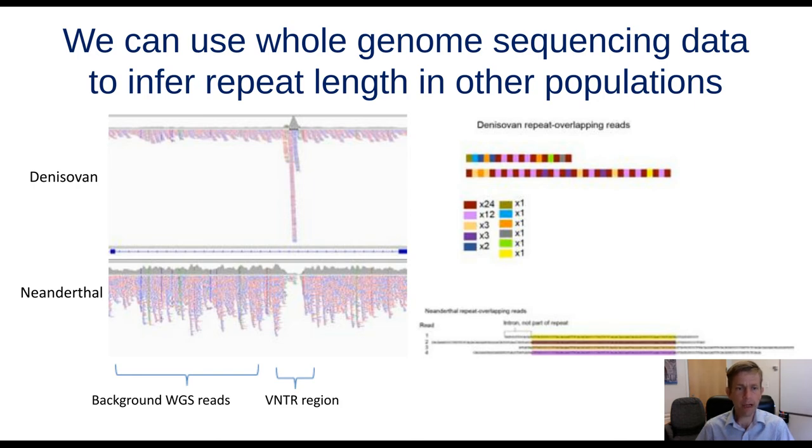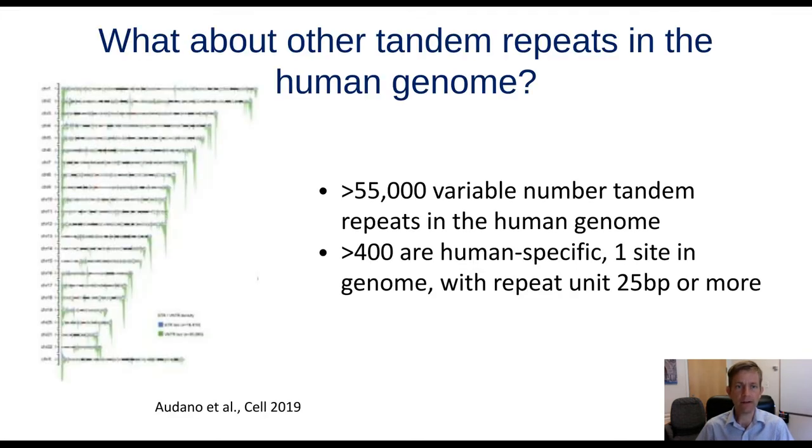And beyond this one repeat, we were really interested in whether we can generalize this information across the 55,000 variable number tandem repeats in the human genome, with variable number tandem repeats meaning repeats with internal sequence composition of 7 nucleotides or greater. For this, we took advantage of a couple of publications from the group of Evan Eichler, including this one here that maps variable number tandem repeats across the genome.